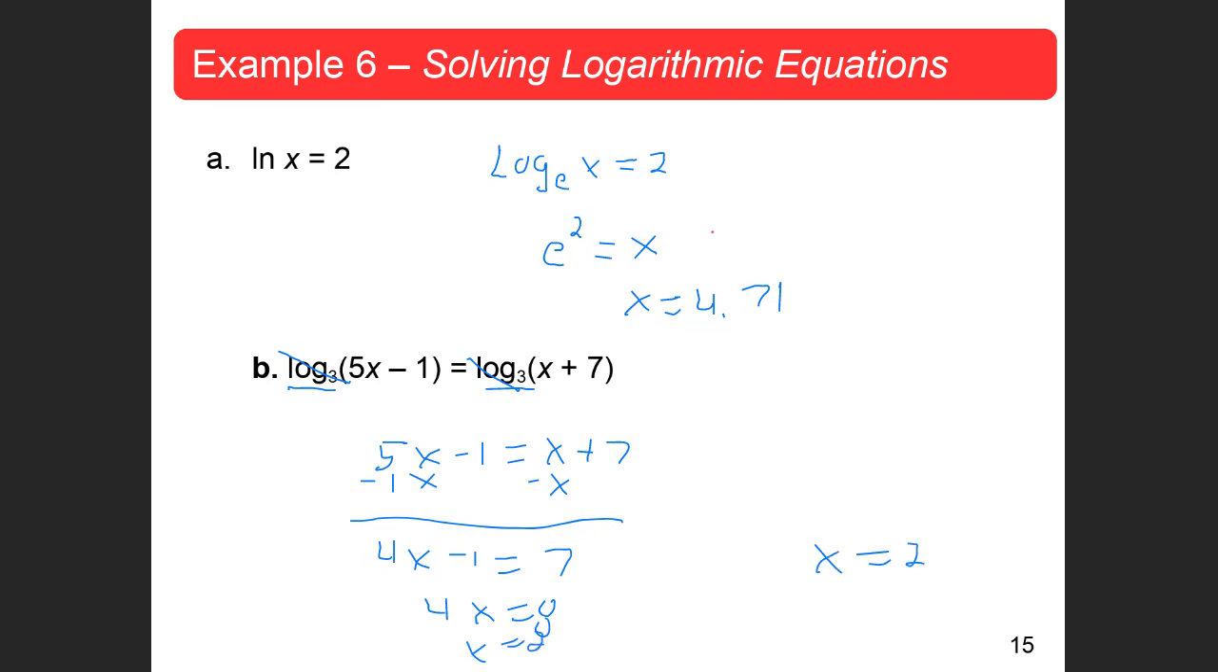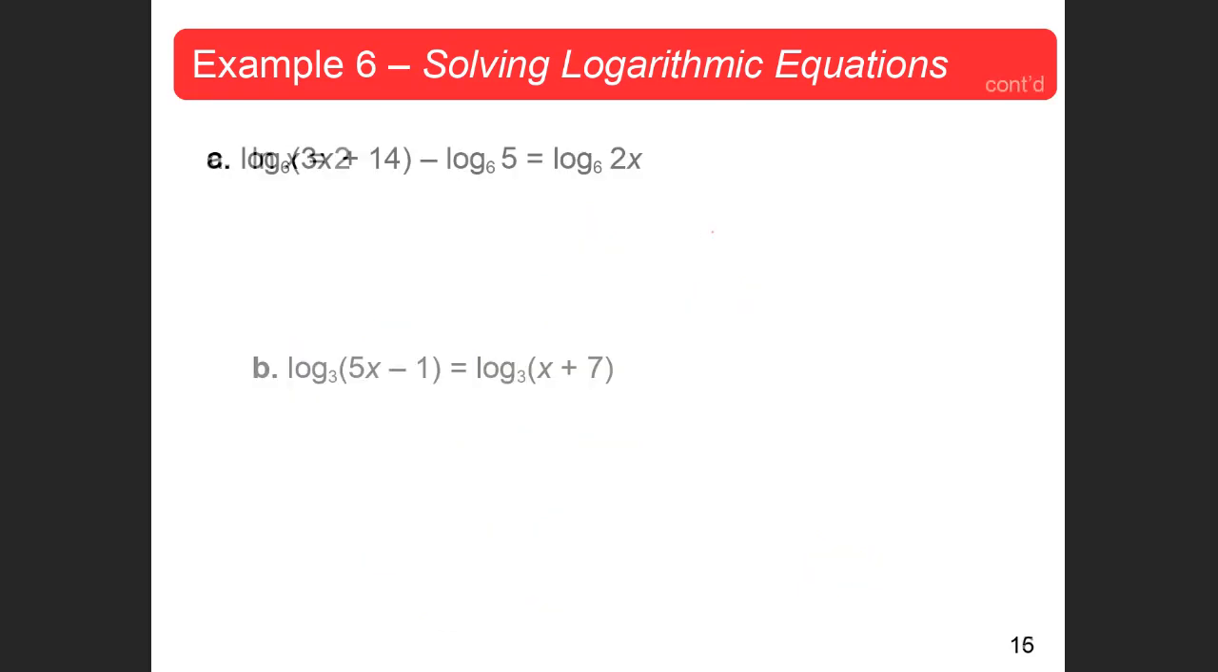Now, could you check yourself? Sure. Put 2 back in here. 5 times 2 is 10, minus 1, that's log base 3 of 9. And if I put 2 in here, 2 plus 7 is 9. So I have log base 3 of 9 is equal to log base 3 of 9. Yeah, they're the same. Does work.